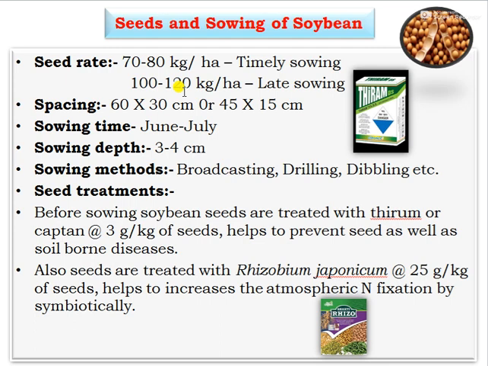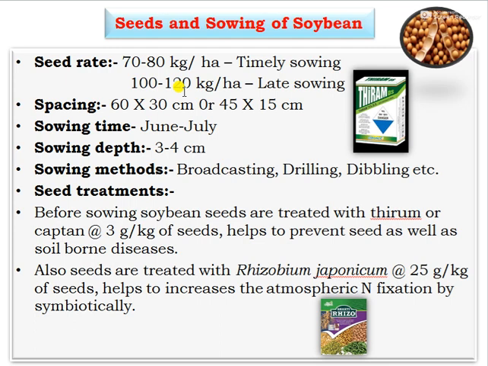This is because, due to delayed sowing, there are more chances of crop failure due to high soil temperature, inadequate soil moisture, dry winds, and also high demands. Hence, there is a need to use more seed over the timely sowing.